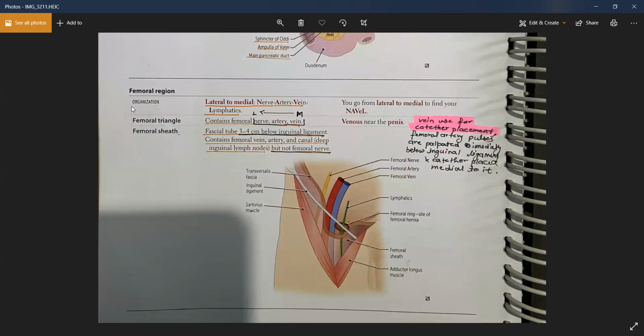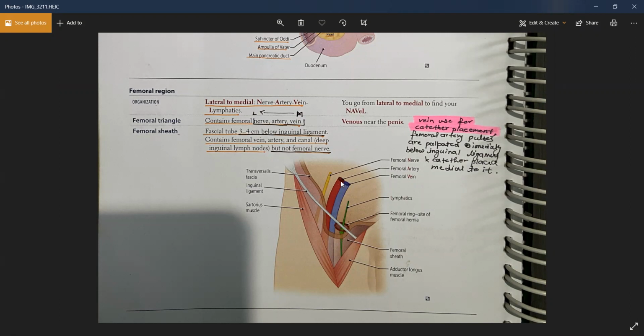Okay, then comes the femoral region. On the very medial side, you have the lymphatics. Just lateral to the lymphatics, you will have the vein, the femoral vein. Then you have the femoral artery. And does anyone know this femoral artery is a continuation of which artery? External iliac. Exactly, external iliac.